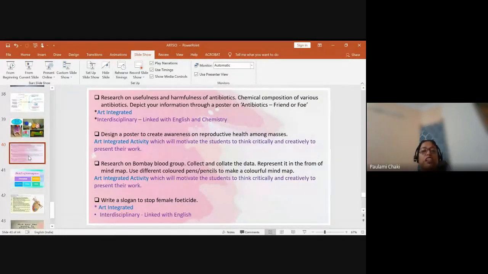Obviously, there is a poster. It is interdisciplinary, linked with English, and then it is linked with chemistry also, in higher grades. Design a poster to create awareness on reproductive health among masses. Reproductive health is one topic which is right now taking quite a hype in grade 10, grade 12, and in grade 8 also a little bit. And so here they will make a poster on how to make people aware.